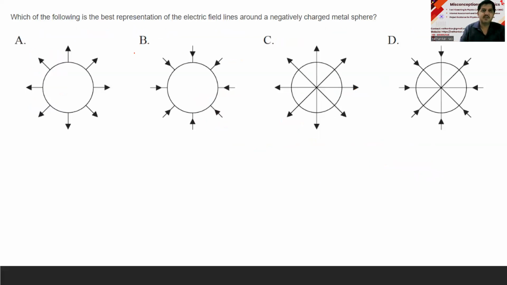Then, the last one: which of the following is the best representation of the electric field lines around a negatively charged metal sphere? Okay, a negatively charged metal sphere. So this is my sphere. The charge has been completely negative here like this. So when I say there is an electric field, the field lines are shown like this, as if a negative charge is present over here. So therefore, you should have a line like this. Which of them could be the right one? As you see here very clearly, D should be the right one.